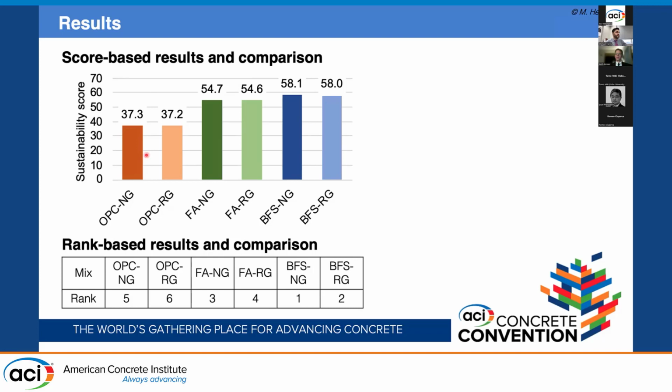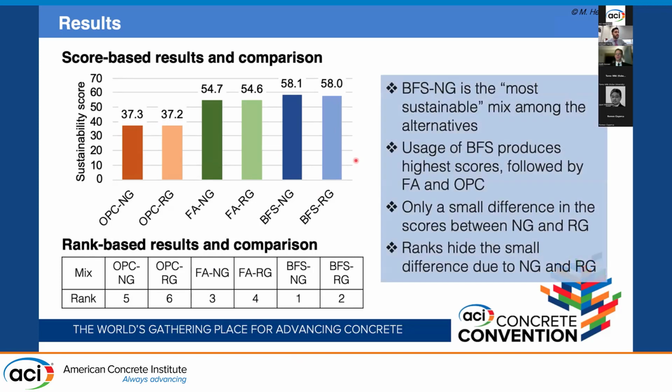Up here, this is the individual score, on a scale of 0 to 100. Shown here are the different alternatives, and down here is the rank of each based upon their score. What we can see is that the mix using blast furnace slag with normal aggregates, this mix right here, is judged to be the most sustainable alternative among these 6 alternatives. This is because the sustainability score is the highest among the 6 alternatives.